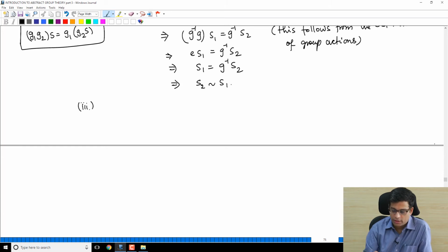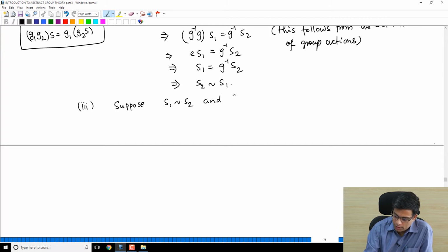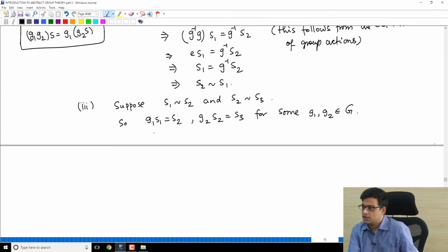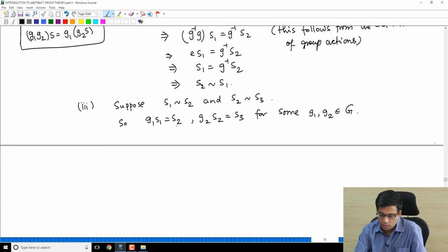Finally, we want to check transitivity of the group action. So suppose S1 is related to S2 and S2 is related to S3. So that means G1 S1 is S2, G2 S2 is S3 for suitable G1, G2 in capital G. Because S1 is related to S2, G1 S1 is S2 for some group element. S2 is related to S3, so for some group element, S2 is taken to S3.